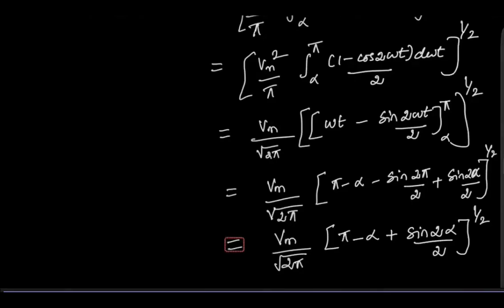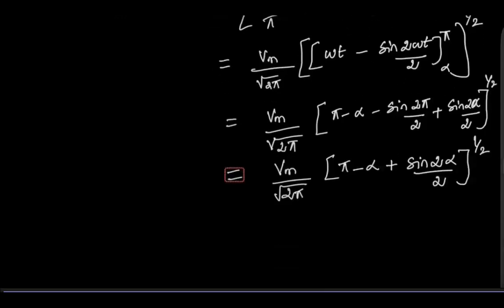So we have seen the single phase semiconverter with R load, and we have drawn the waveforms, and we have derived the average output voltage and RMS output voltage.